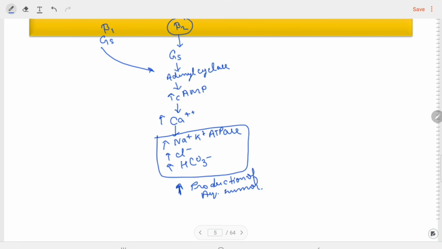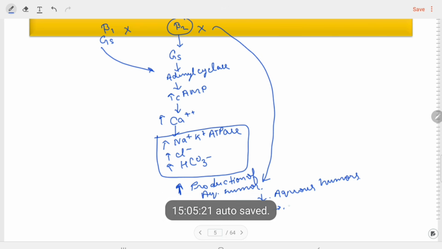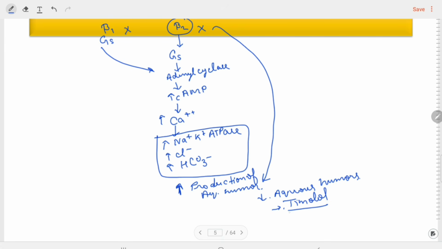So the drugs which block the beta 2 or beta 1 receptors will cause a decrease in the production of aqueous humor, and both blockers, beta 1 and beta 2, are indicated in patients with glaucoma, like timolol. Timolol acts on both receptors, and it will lead to a decrease in the production of aqueous humor and lead to relief in glaucoma.